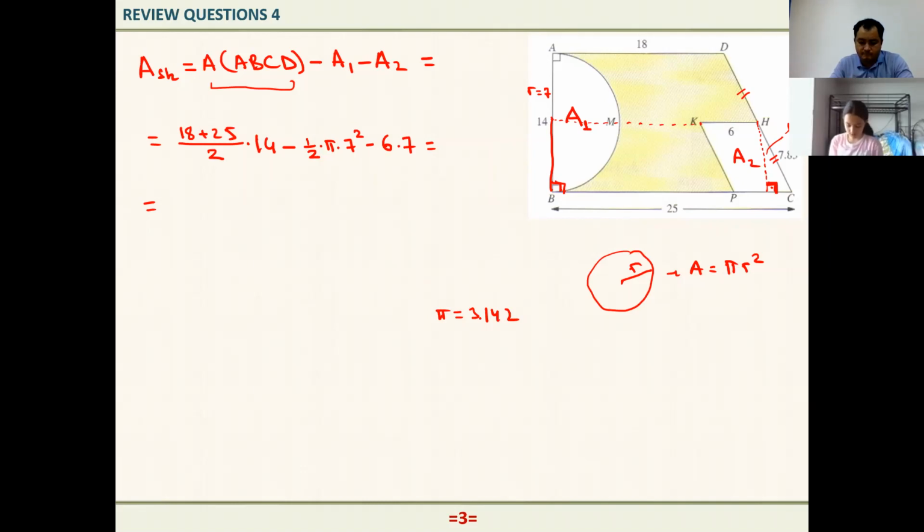33. Minus, so pi is 3.22 times. Shahina, be quick, why so slow? 7.